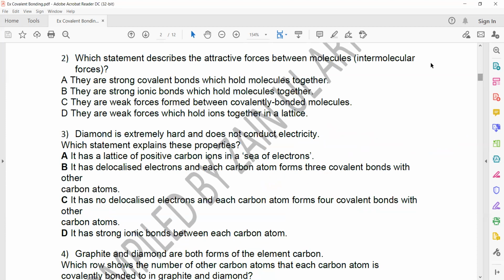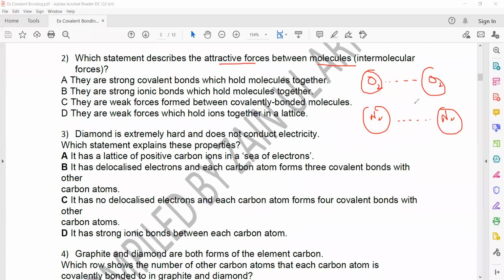In question 2, which statement describes the attractive force between the molecules, or intermolecular force? So the force between molecules, for example oxygen molecules, is very weak. That's why substances which have covalent bonds and consist of molecules have a low melting and boiling point. So A and B cannot be the answer because that is totally wrong. They don't have a strong force.